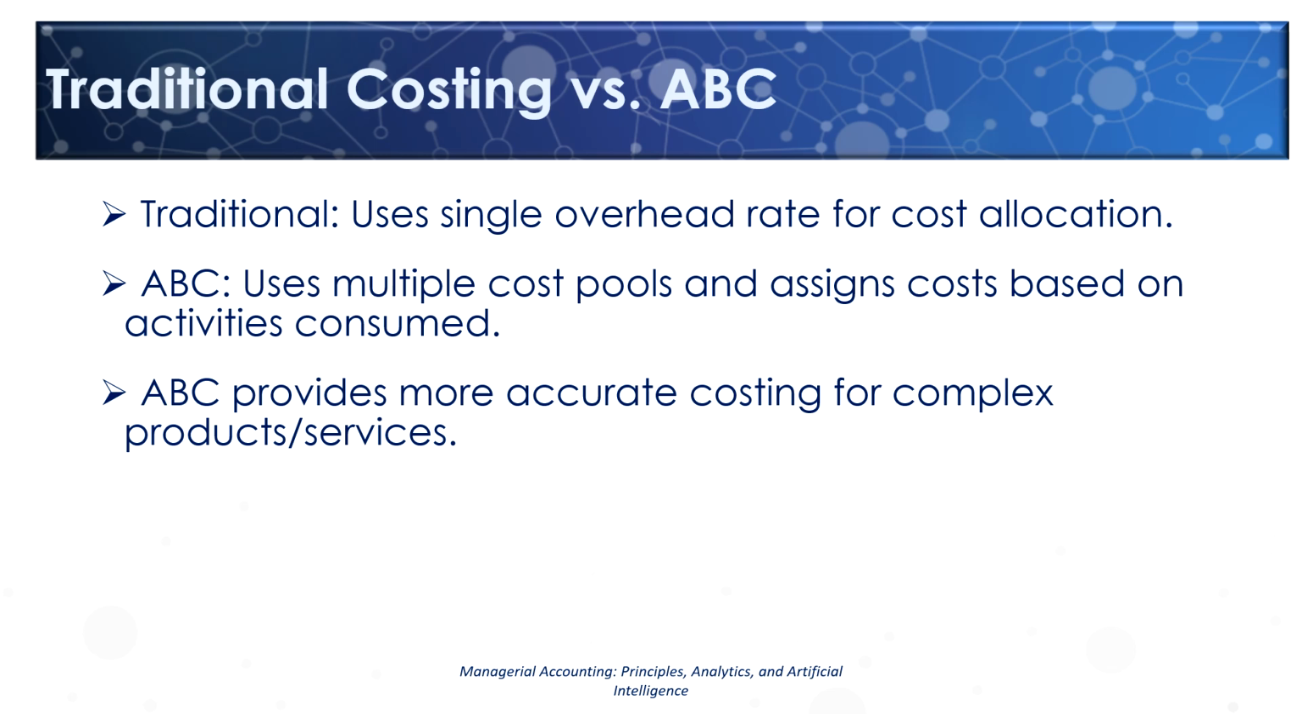This slide summarizes the key differences. Traditional costing uses a single overhead rate to allocate overhead to all products. ABC uses multiple cost pools and assigns costs based on activities consumed. ABC often provides a more accurate costing for complex products and services.